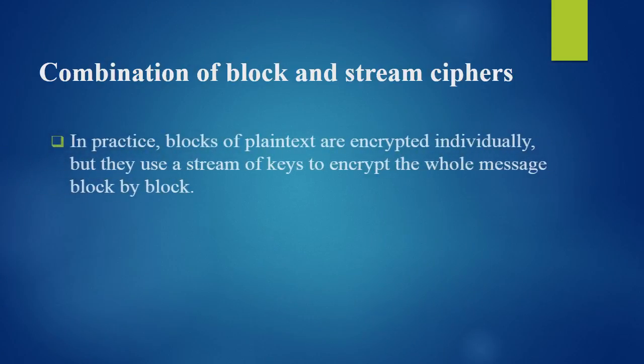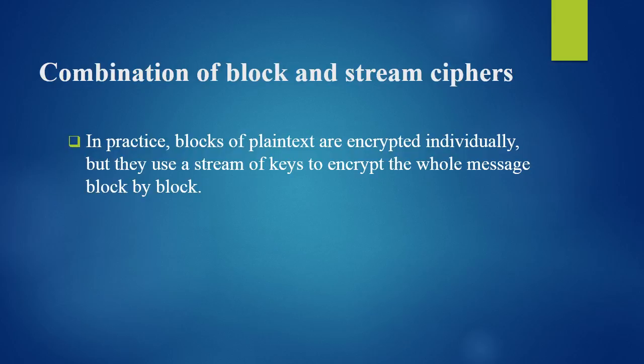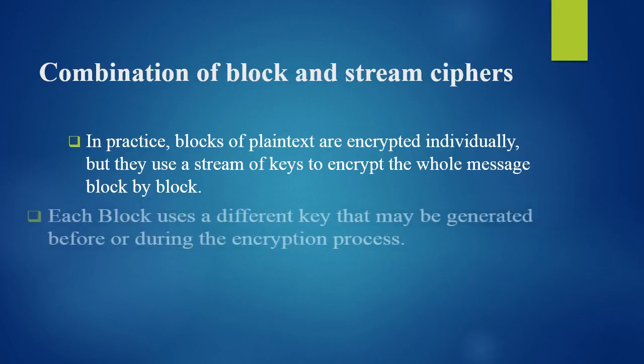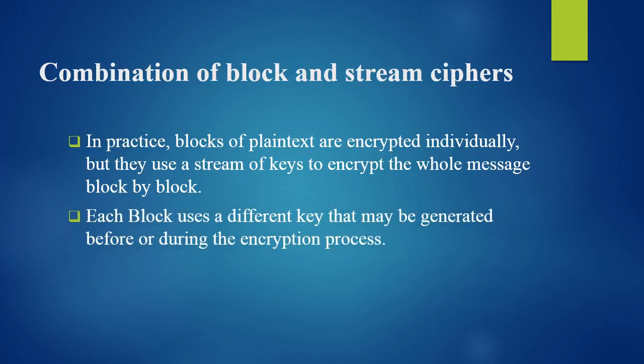In practice, we generally use a combination of both block ciphers and stream ciphers. Blocks of plain text are encrypted individually, but they use a stream of keys to encrypt the whole message block by block. Each block then uses a different key that may be generated before or during the encryption process. The result will be a more potent, more efficient cipher which uses the qualities of both block ciphers and stream ciphers.